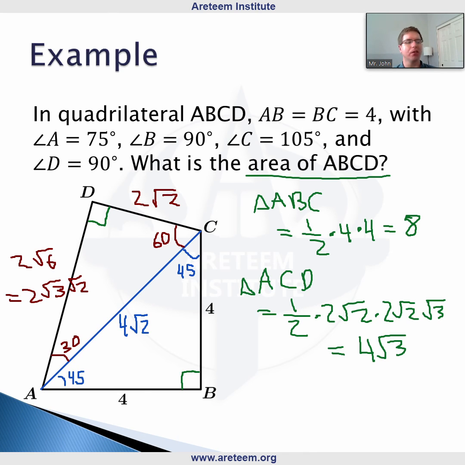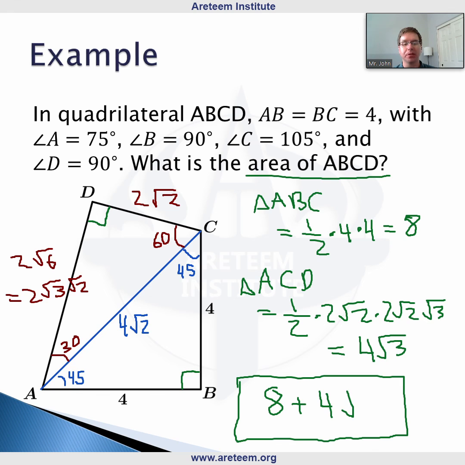So what is our final answer then? How do we find the entire area of ABCD? Of course, we just need to add these pieces together. So there's not too much simplifying we can do here. We just need to add the two triangles together. The second triangle has a square root in it, so we can't combine it at all, but that's still our area. Our area is 8 plus 4 square root of 3. You could go in a calculator and find the decimal approximation if you wanted to here as well.